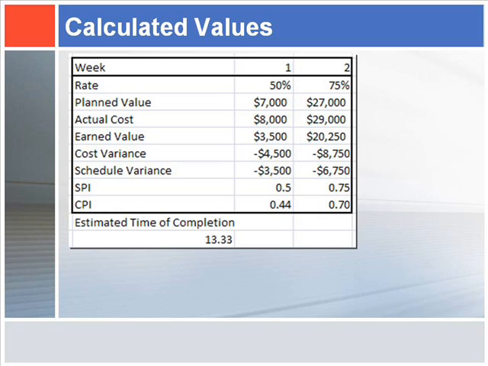For schedule performance index, we took earned value divided by planned value, which is $3,500 divided by $7,000, which equals 2.5. And finally, for cost performance index, we took earned value divided by the actual cost, which is $3,500 divided by $8,000, equaling 0.44. For week 2 along with weeks 3 to 9, we repeated the process as explained for week 1.